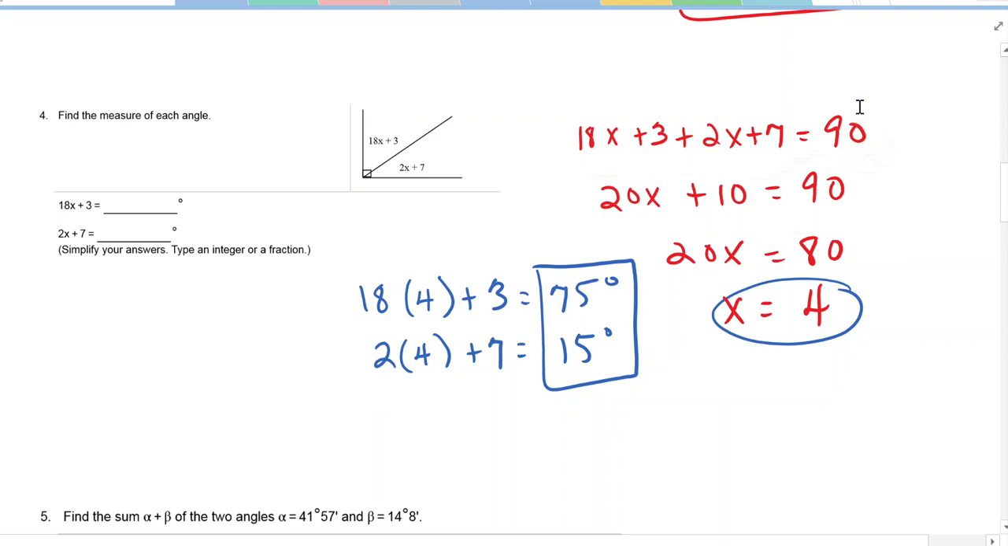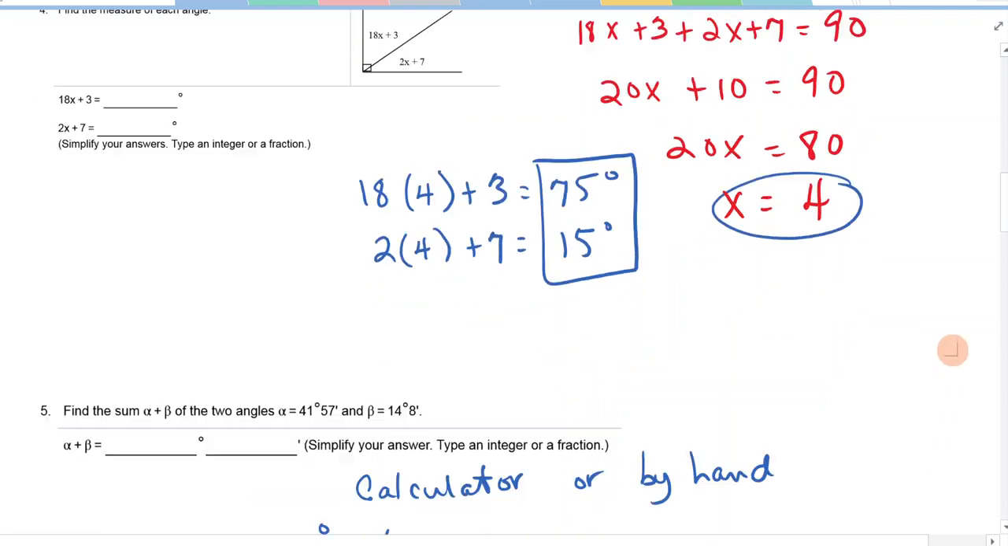And so we'll solve for x. We'll combine the 18x and the 2x, so we have 20x. Combine those, 20x plus 10 equals 90. Subtract the 10, 20x equals 80, x is 4. Now that's not our answer, but we had to get that in order to plug in. So plug in 4 in both of these x parts, and you get 75 and 15. So you have solved for the measure of each angle.